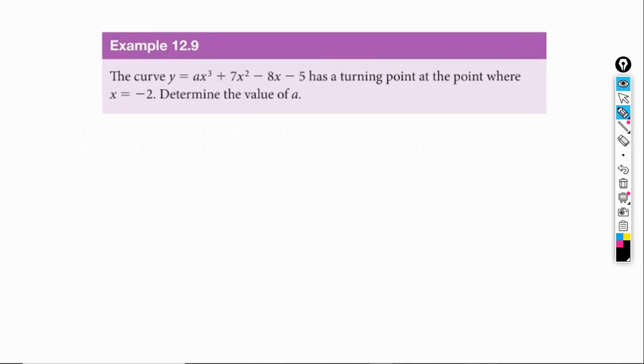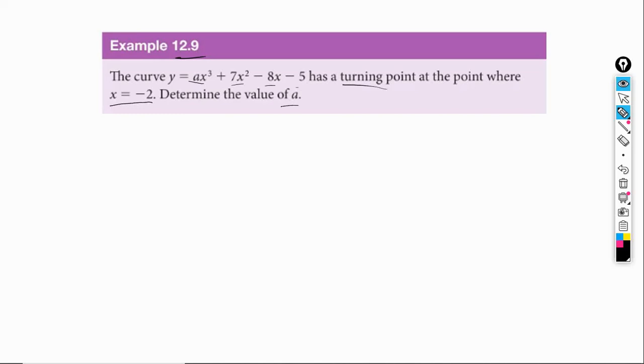Okay, so here we are now on example 12.9, and it says the curve y equals ax cubed plus 7x squared minus 8x minus 5, a polynomial, has a turning point at the point where x equals negative 2.